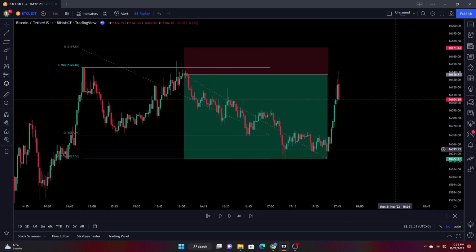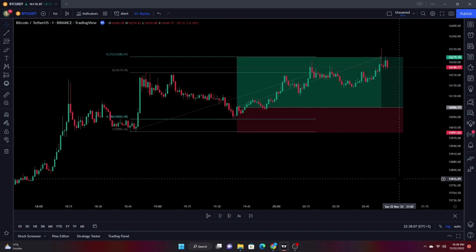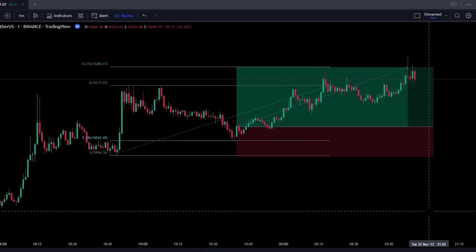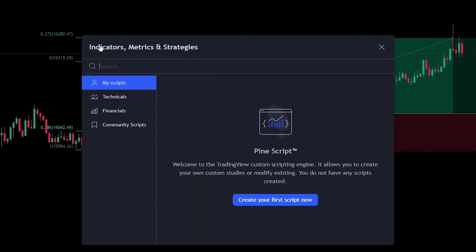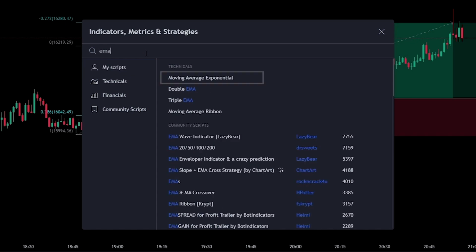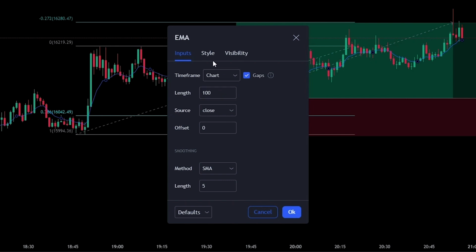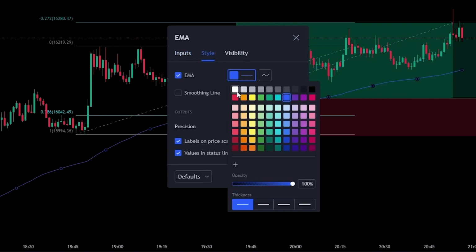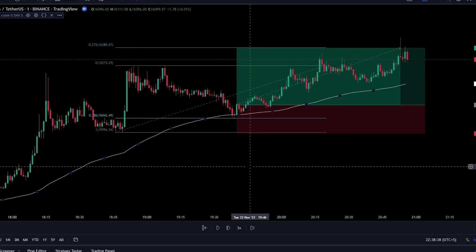Now I will give you a tip for this strategy. It can be difficult for some traders to determine whether a price is moving in a falling or rising market. As a result, they can often open incorrect positions. But there's a simple solution to that. You can add the indicator EMA, which is short for exponential moving average. Once you have added it, go to the settings and change the length to 100. Then you can easily see if the price is moving in a falling market or a rising market.